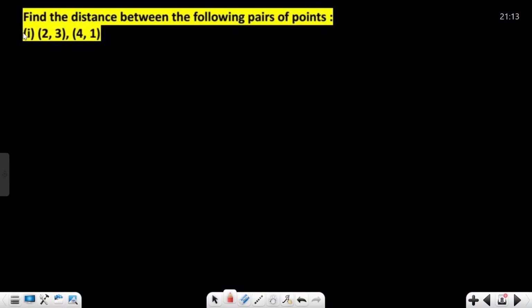Look at here. Find the distance between the following pair of points. Suppose this is a line, and one point is (2, 3). The second point is (4, 1). We name this A, and this point is named B. So our target is to find the distance between A and B. So what is the distance formula? The distance between A and B we can write like this, okay? Distance formula, right here.